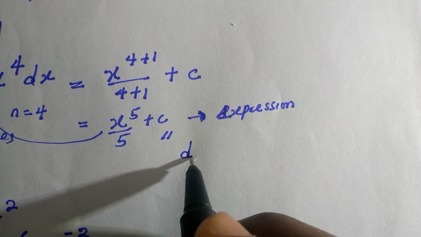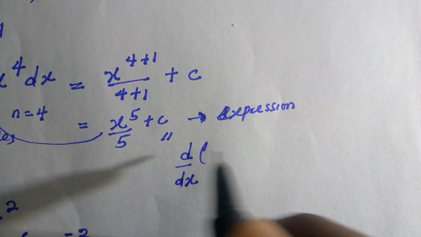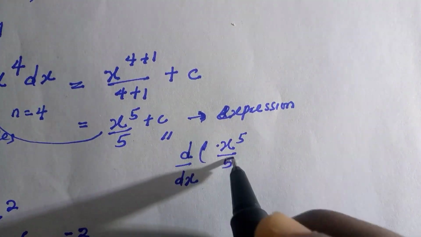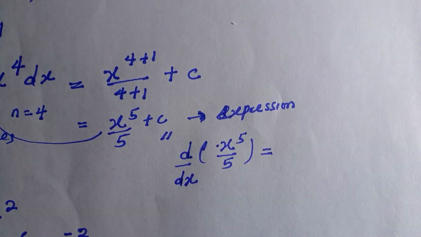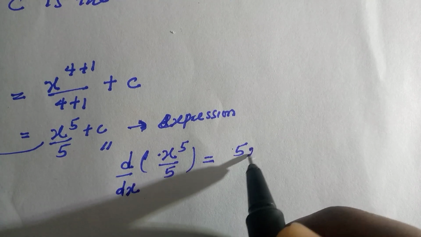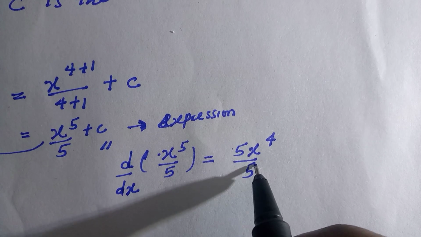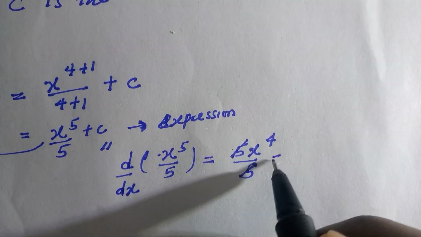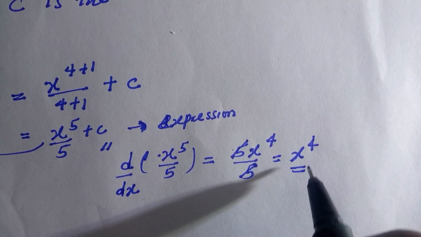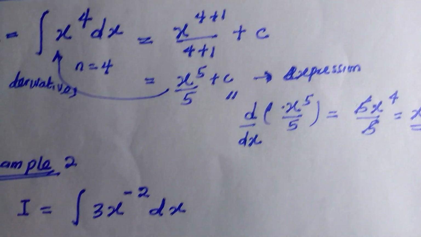But let's consider this. If you have d divided by dx of x raised to power of 5 divided by 5, as in I want to differentiate this. Differentiating this, we take 5 down, x raised to power of 4 divided by 5. By cancelling this 5, we are going to have x raised to power of 4, which is the result of our integration. So we integrate this, we get it. So that is, the two are the reverse process.